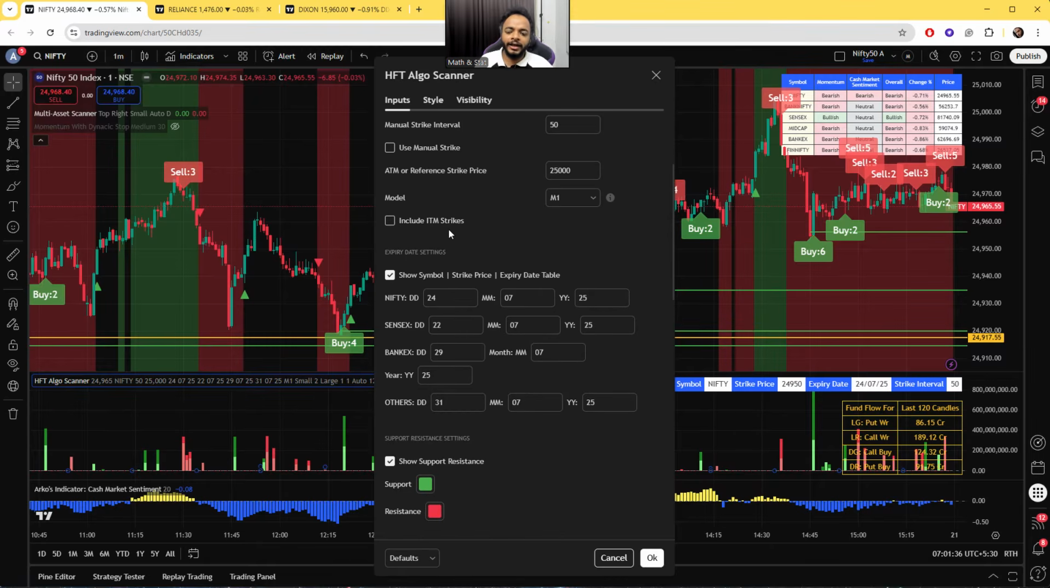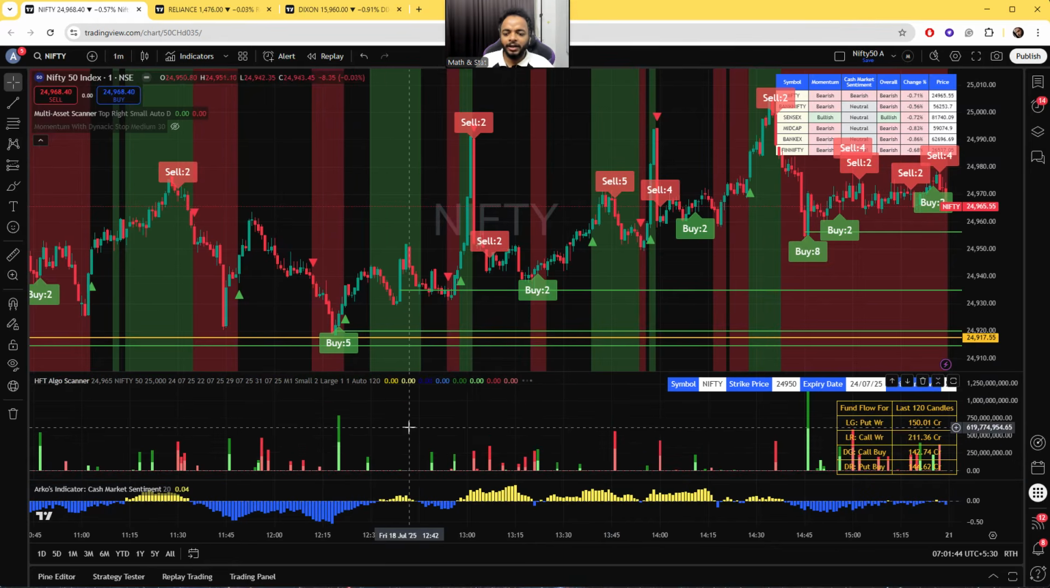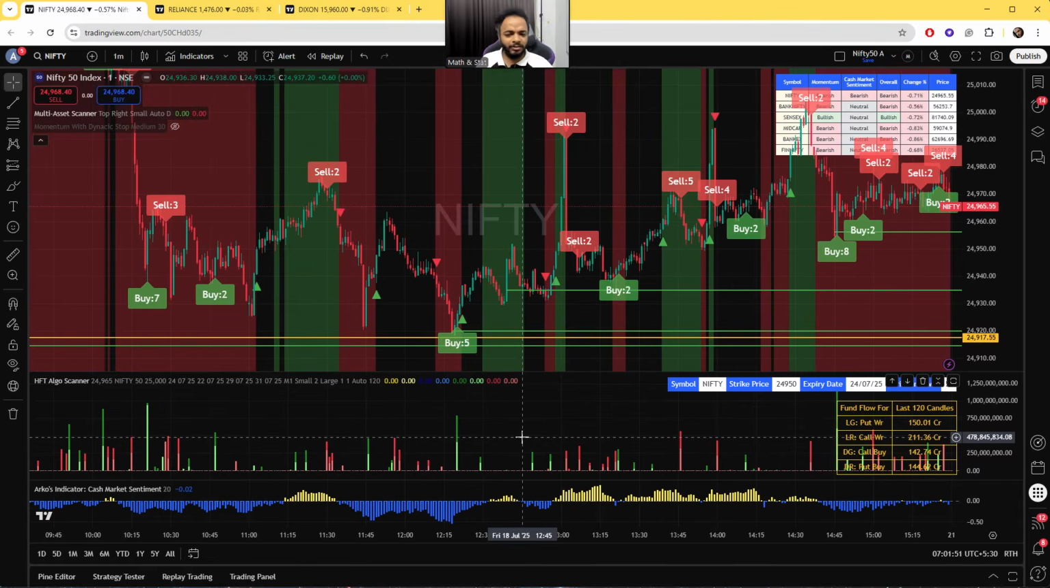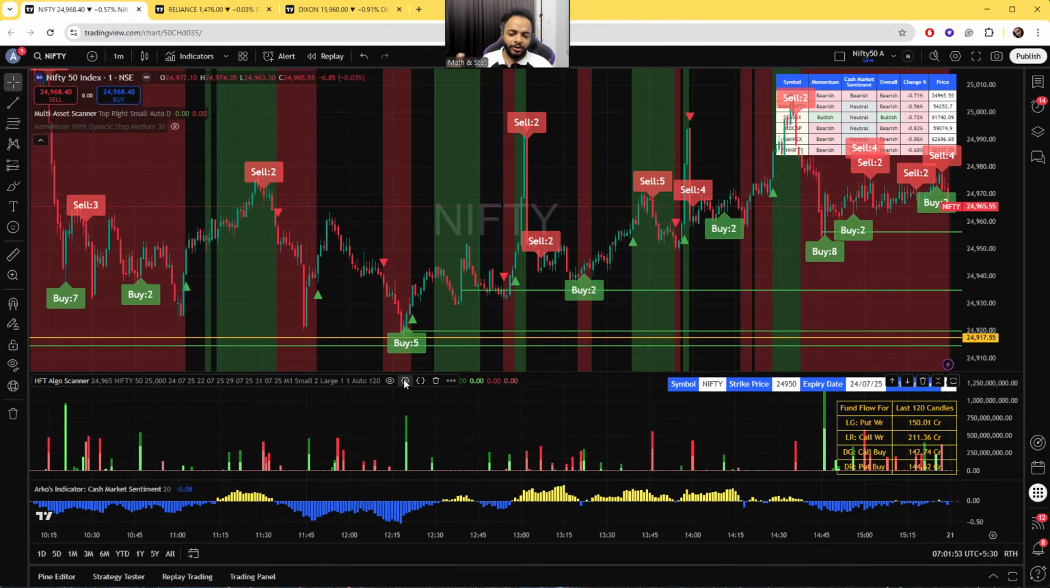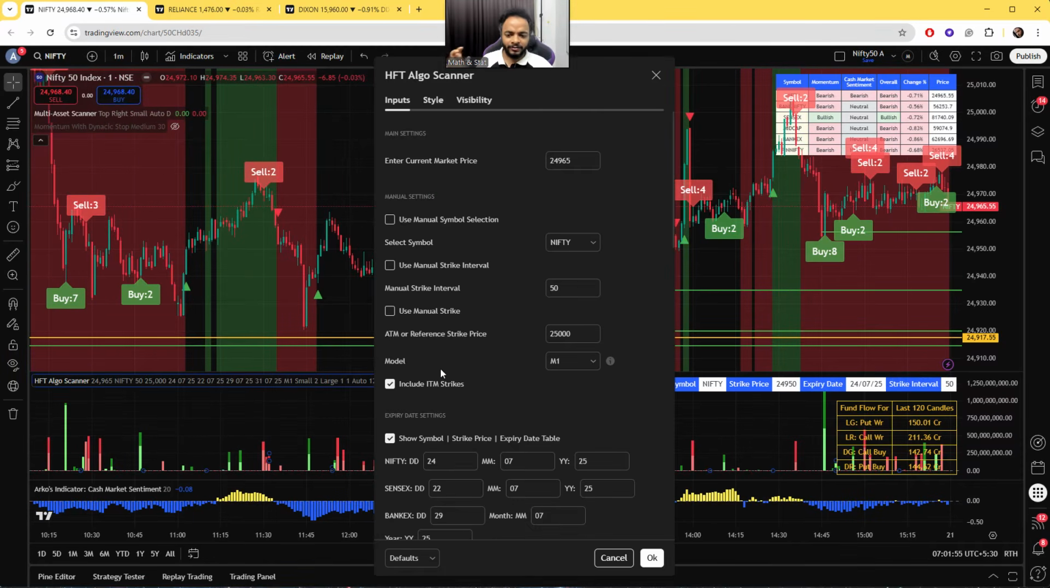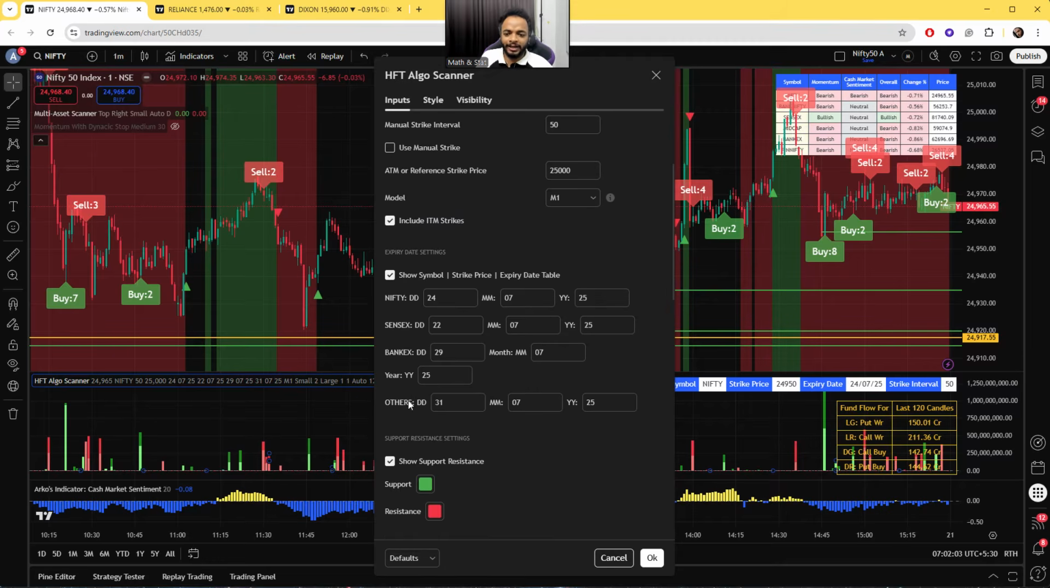Now the model also allows you to include in the money strikes to analyze. So if you include in the money strikes and click on OK, you won't understand how much portion of the in the money got added up. Again, I do not recommend adding in the money as of now, as more confusion will occur. But if you want in the money included, it's all up to you. The option has been given. I personally don't include it.